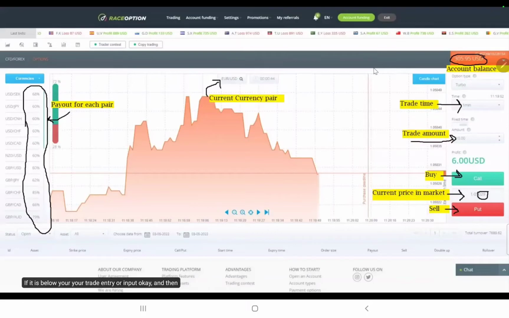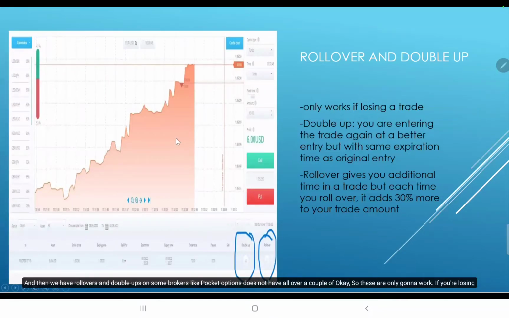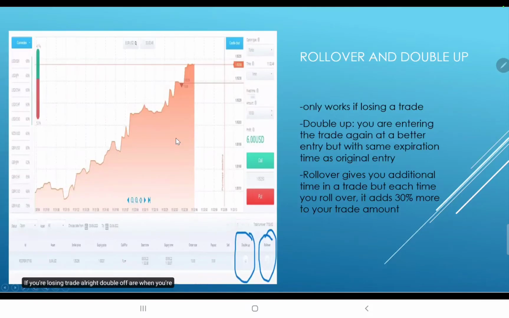And then we have rollovers and double ups on some brokers; Pocket Option does not have rollovers and double ups. These are only going to work if you're losing the trade. Double up is like, okay, it spiked up, but I still believe the market is going to go back to where I want, but I want a better trade entry. So you would enter again at a different entry, and it's going to repeat your trade amount. Say I went in for a $10 trade, now it's going to give me another $10 trade, with the same expiration time as my first one. So it's just giving you a better entry with the same expiration.